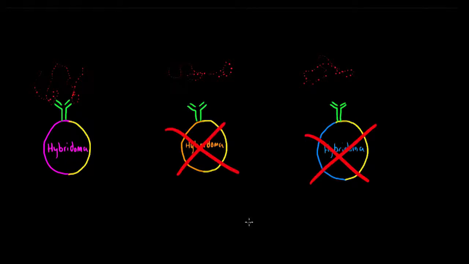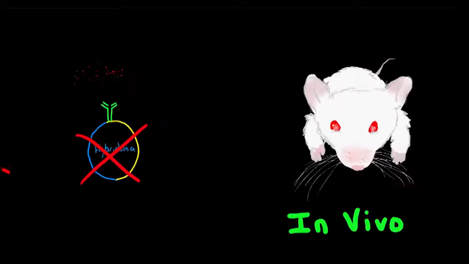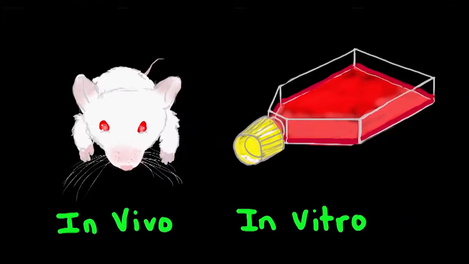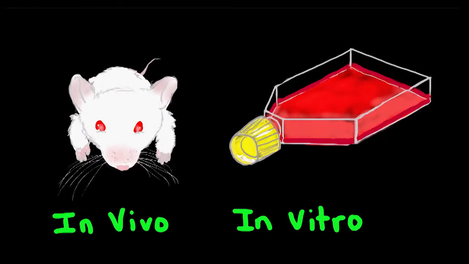And after selection, we need to expand our cell line, or we need to grow our hybridomas, and we can do this in one of two ways. We can do this in vivo by injecting the hybridomas back into our animal models, back into the mice and rabbits, or we can do this in vitro by growing them in fetal bovine serum to produce the antiserum.